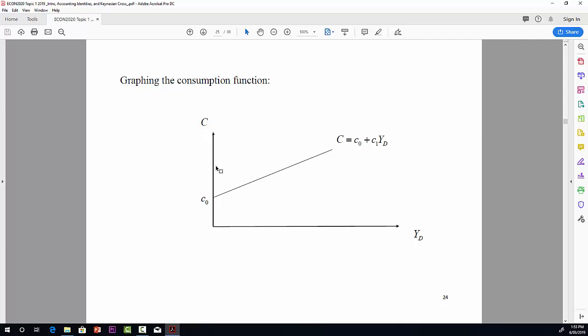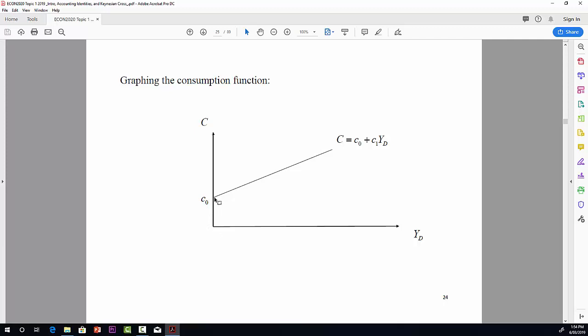Okay, now let's just do a little graph of the consumption function. On this axis, I've got YD, disposable income, and on this axis, consumption. And here I've got the equation for the consumption function. C is equal to the autonomous component, C0, plus the marginal propensity to consume, C1 times YD. So the intercept on the consumption function is C0. If income is 0, like back here, then people are still able to consume some amount, C0. Maybe they run down their savings, or they borrow from friends, or they find some way to consume.